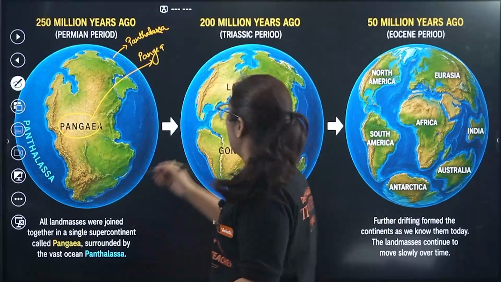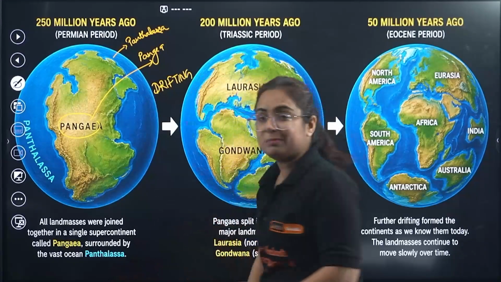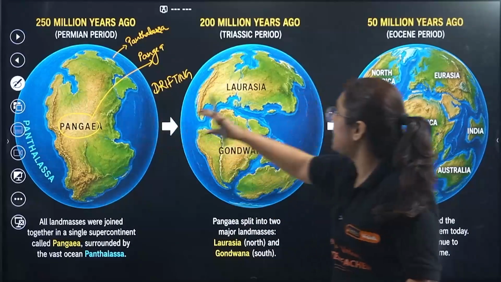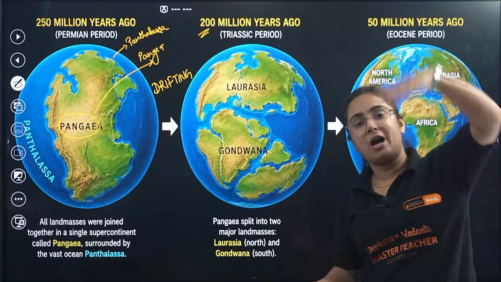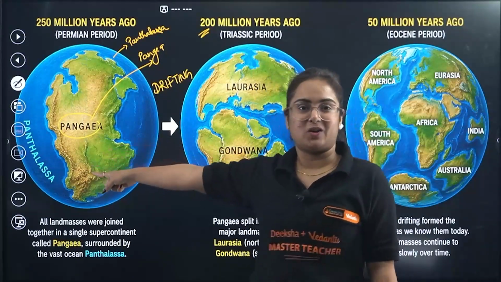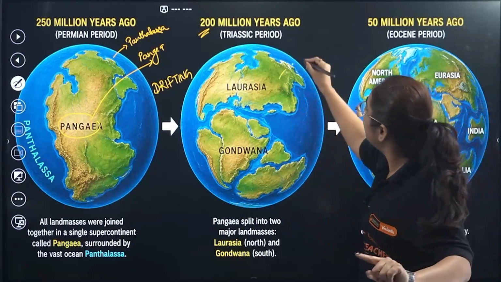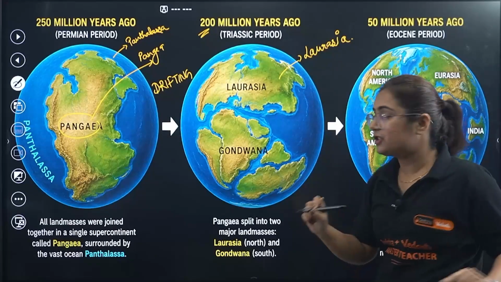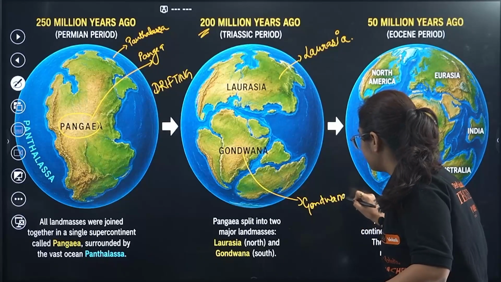Drifting happened. One word that I am using here is drifting. What do you mean by drifting? That means this land will be divided. So drifting happened after some time, like 50 million years, and this was the condition from today 200 million years ago. We got two landforms divided from the supercontinent. The northern one was referred to as Laurasia and the southern was referred to as Gondwana.